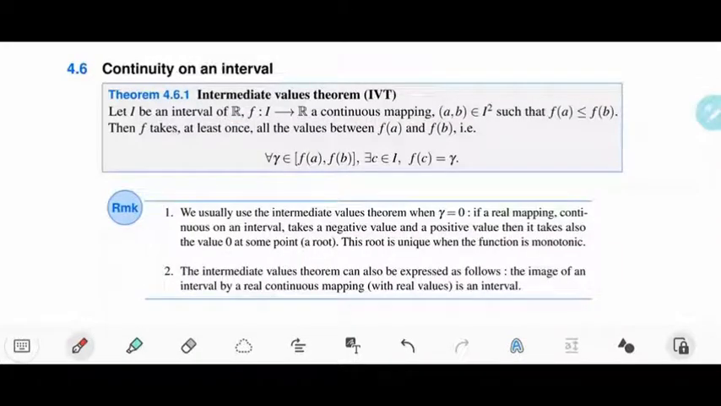We give now some results on the continuity of a function on an interval and on a segment. First, the intermediate values theorem. In fact, the continuity of a function is something very interesting because it allows us to have very interesting properties.